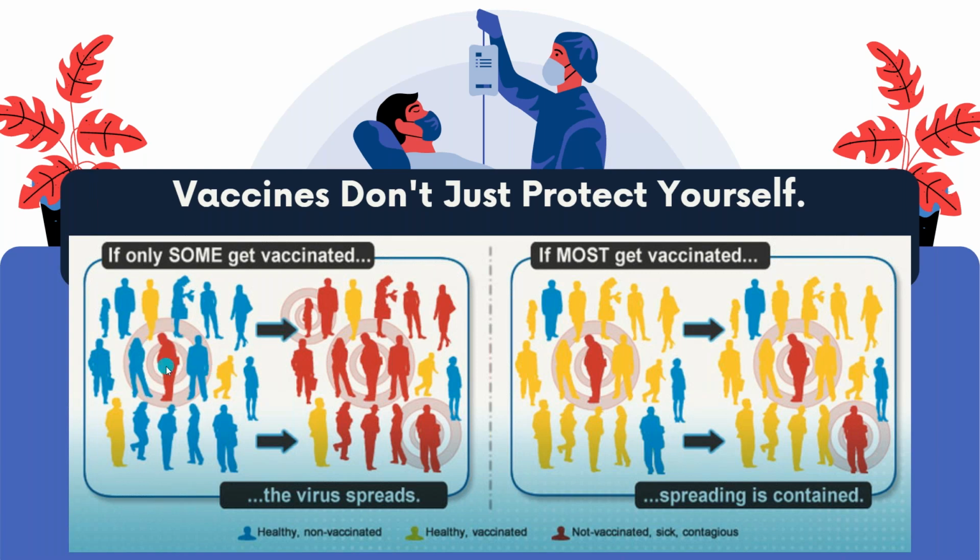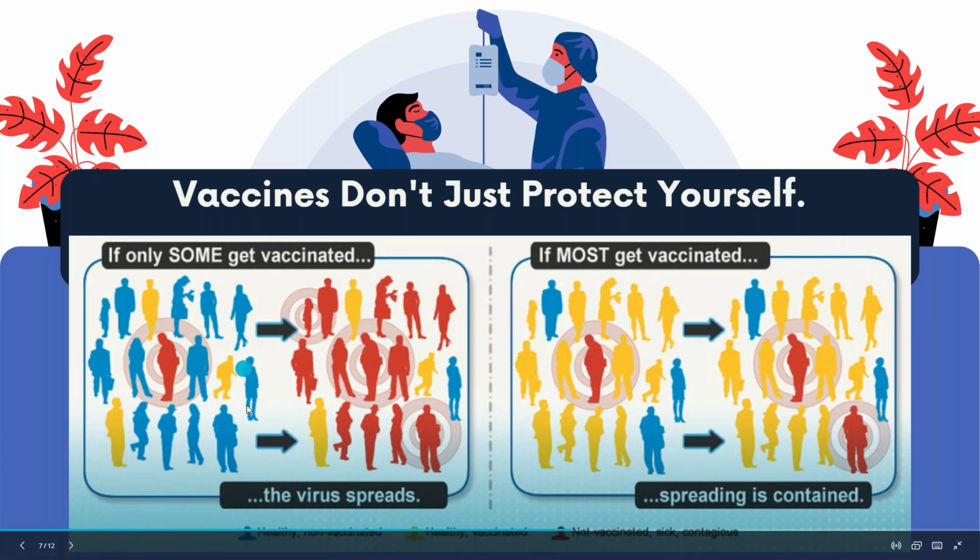So this picture here on the left side of the screen, the red one means not vaccinated, sick, and contagious, the yellow one means healthy and vaccinated, and the blue one means healthy but not vaccinated. So if one person in the community got an infectious disease, he can spread it to everyone in the community, either healthy, non-vaccinated, or others who didn't have the vaccine. So the virus would be spread all around the community.